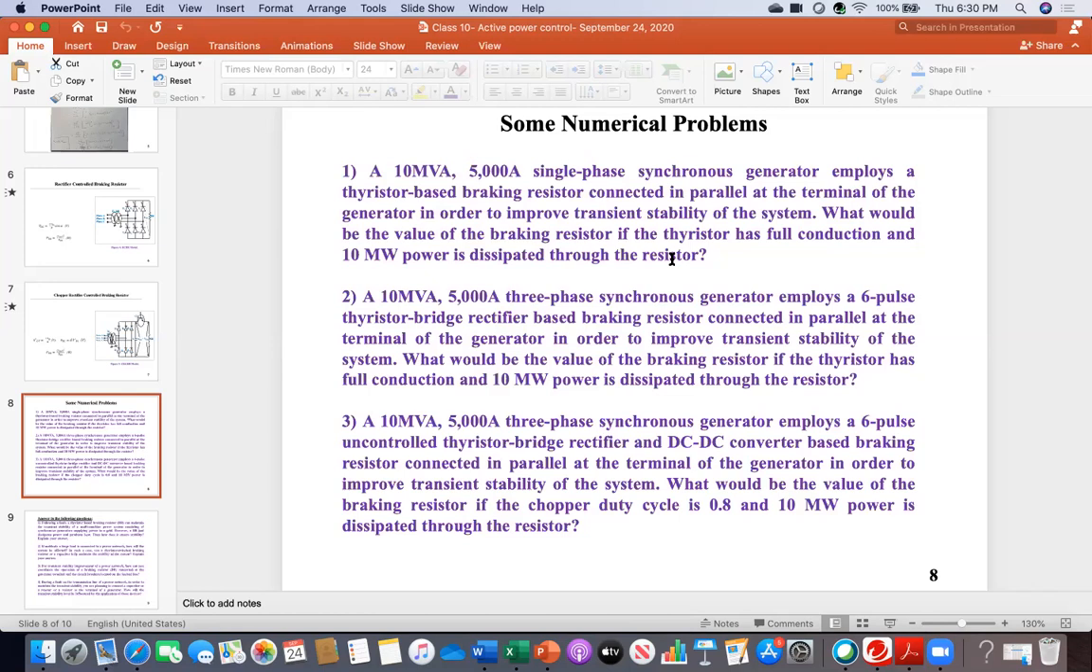So is it 2702.31? The VDC value? Yes, because we have to use 3 Vm by pi, right? Cos of phi equals 1. Yeah, that is fine. But what is your Vm value? It should be 2000 into root 2, right?